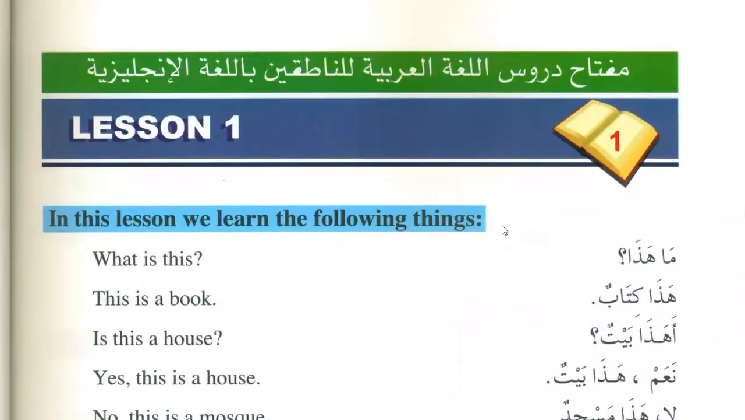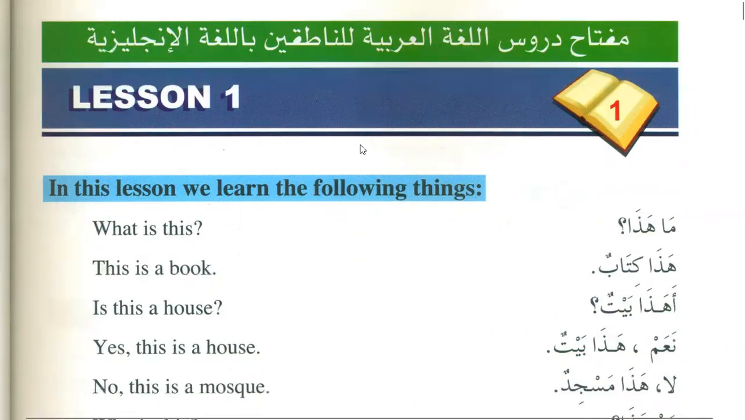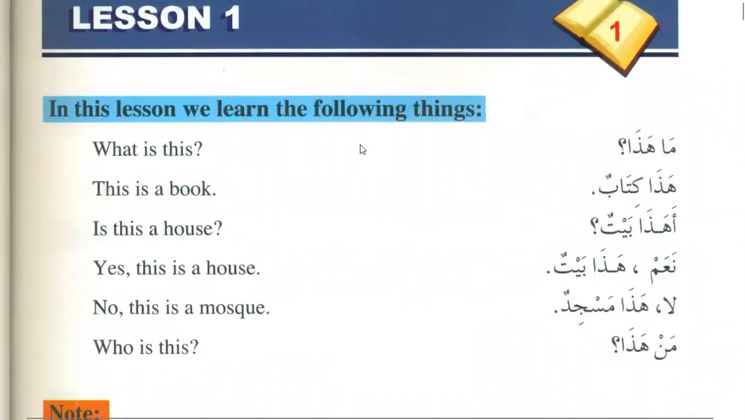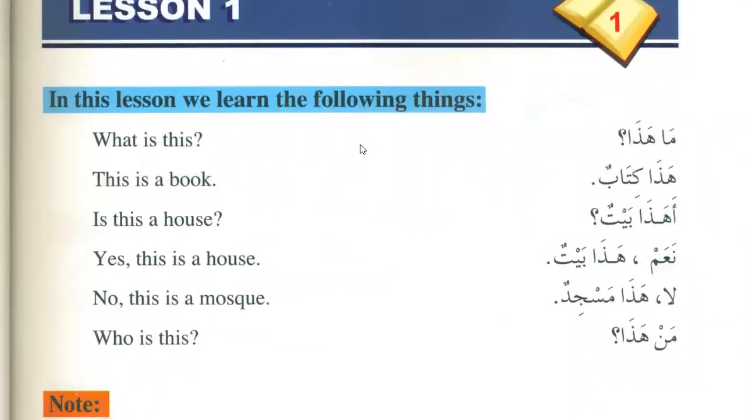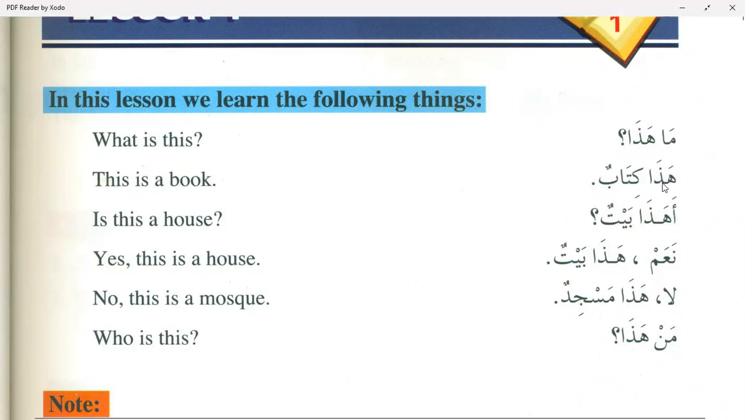Today we'll start the first lesson of this Durus al-Lughah al-Arabiyyah, which is also known as the Medina book, lesson 1. In this lesson you will learn about haza, which means this, and haza is used for masculine things only. Then you will learn about the question particle hamza. We can also use hal instead of this hamza. So you will learn about these two things.